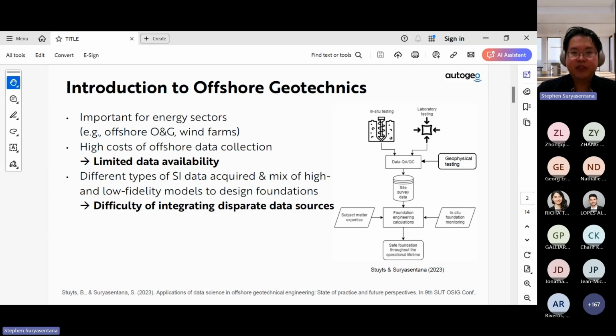And secondly, for large projects such as offshore wind farms, there is an increasing reliance on multiple forms of testing, such as geophysical and geotechnical testing. And because the data that is acquired are of very different nature, it is very challenging to integrate these disparate data sets manually. And also, the design of offshore wind foundations typically involves a mix of high fidelity modeling, such as finite element simulations, and lower fidelity models, such as Winkler or macro element models. So there's a question on how we can actually combine and make sense of these two data sets of results in a consistent manner.